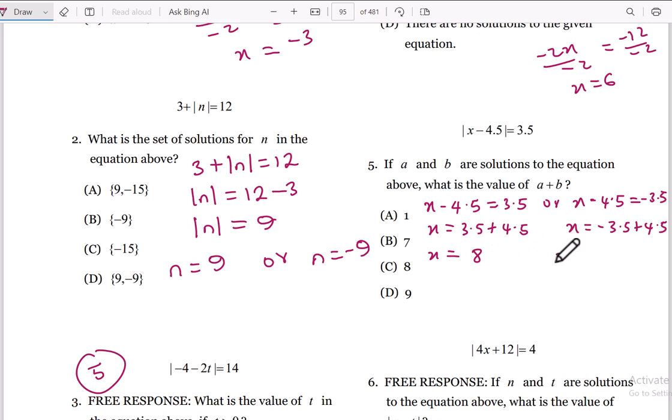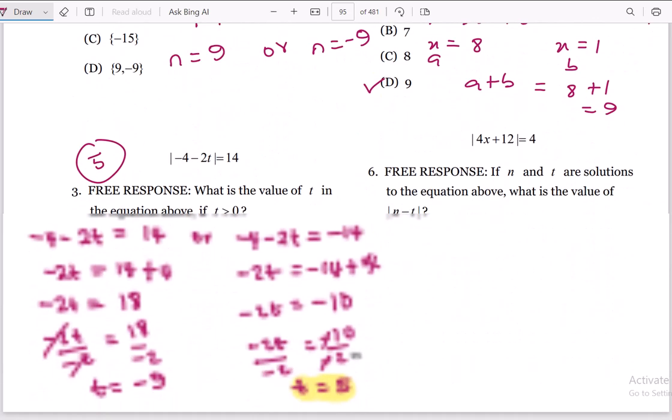So here x is equal to 4.5 minus 3.5. 5 minus 5 is 0, then 4 minus 3 is just 1. So add them together, because this is our A and this is our B. A plus B is equal to 8 plus 1, and that's 9. So our option is D. So we are going for D. Let's go to question number 6.